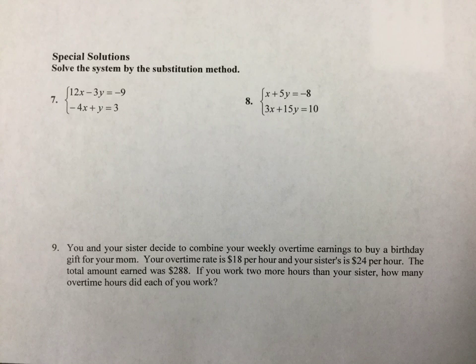So let's go ahead and start by making sure that one of our equations has an isolated variable. So on number 7, I'm going to recreate this bottom one. So I'm going to add 4x on both sides. So I have 0x's left on the left side. So I have y equals 3 plus 4x. Okay, so I'm not going to use this equation anymore. This is going to be my second equation. Y equals 3 plus 4x.